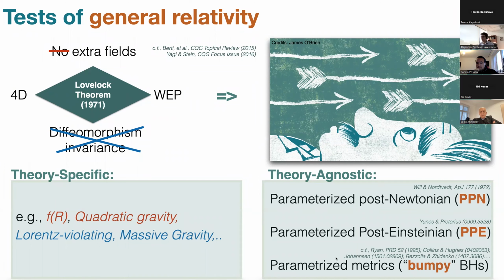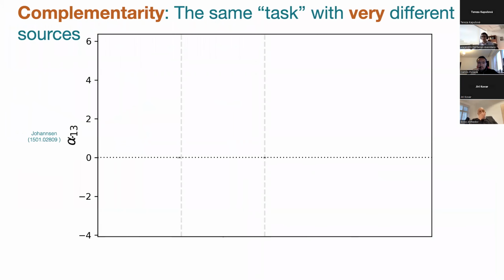So for the purpose of this talk, and just to set the context and motivation, let me tell you there is a metric by Rezzolla-Zhidenko. There is another one by Johannsen in which you have a parameter. Let me call that parameter alpha 13. I don't want to get into the details of the metric, but what you might want to know is that alpha 13 is a parameter that appears mainly in the g_tt component of the metric. So the effects are through this g_tt component.